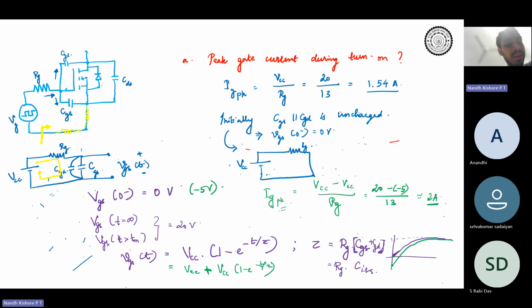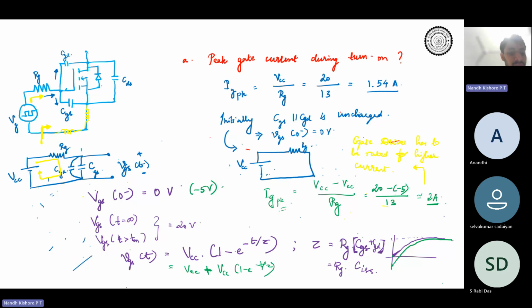And where is this gate current coming from? The gate current is coming from your source, which is VG, or your gate driver. So your gate driver has to be rated for higher current. If the peak current is 2 amperes, you at least want a gate driver that can give you 3 or 4 amperes, right? So this is something that you need to take care of while doing your system design.